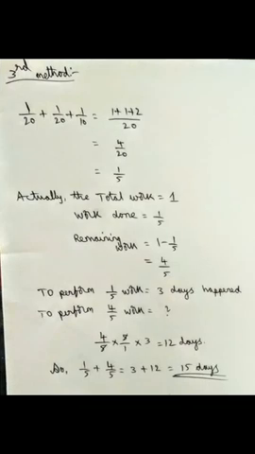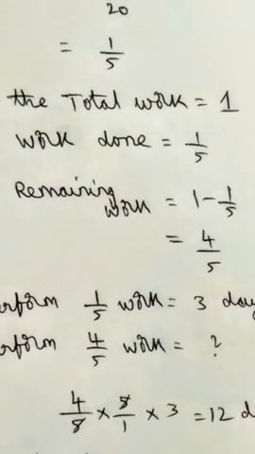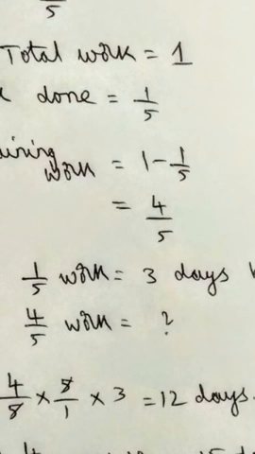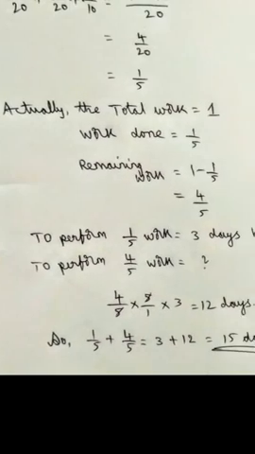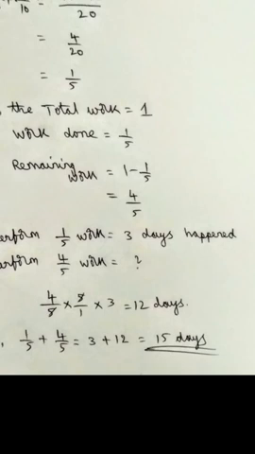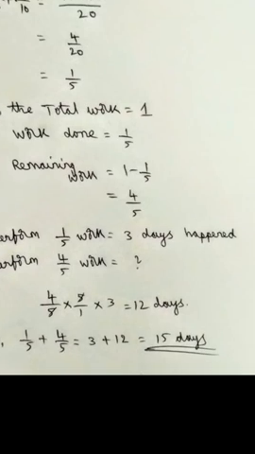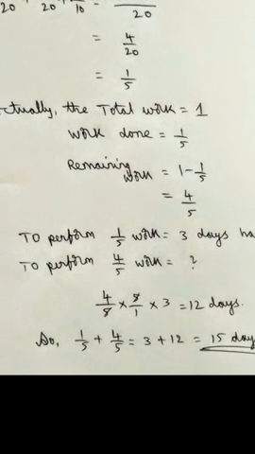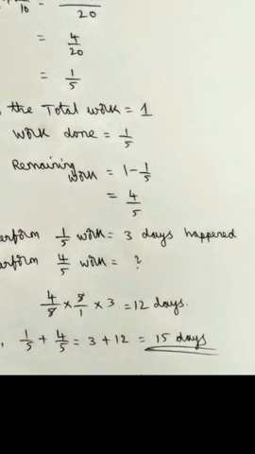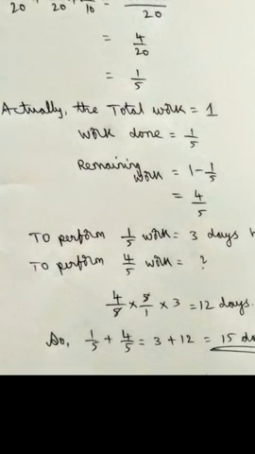Now let's move to the third method. This is the final method and this is an easy method. 1 by 20 plus 1 by 20 plus 1 by 10 is 1 by 5. Actually, just now we have learned that total work is always equal to 1. So the work done is 1 by 5. The remaining work is 1 minus 1 by 5. That gives 4 by 5. That means to perform 1 by 5 work, they have taken 3 days. To perform 4 by 5 work, how many days will they take? So 4 by 5 into 5 by 1 into 3 equals 12 days. To perform 4 by 5 work, they will take 12 days.